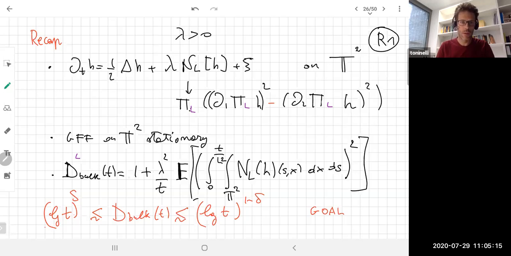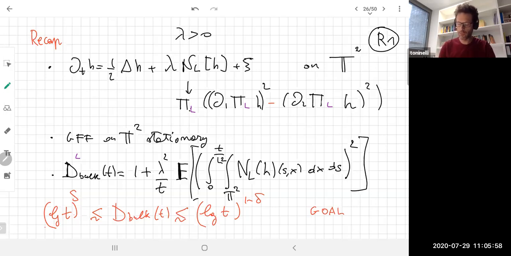You start with 1, which is the value it takes for the linear equation. Then there is a plus lambda squared over t, so it vanishes when lambda equals 0. And then you have the expectation with respect to this stochastic process of what? Well, you have to take the nonlinearity NL. First, you integrate it on the torus, so you're taking the zero Fourier mode of the nonlinearity, integrating over the torus, dx. Then you integrate it in time, from time 0 to t over L squared. And then you square this thing. So you're taking the variance of the time integral of the zero Fourier mode of the nonlinearity.